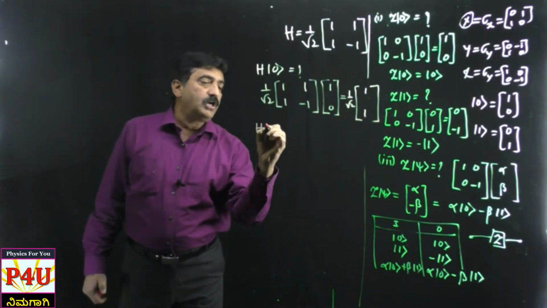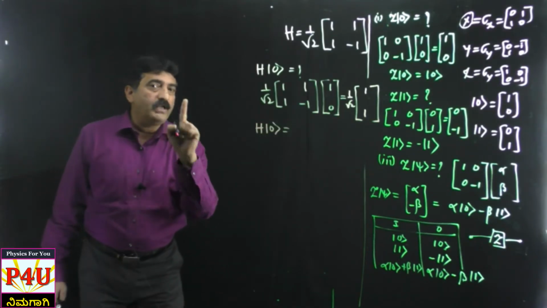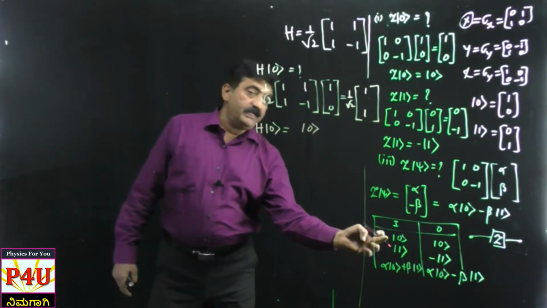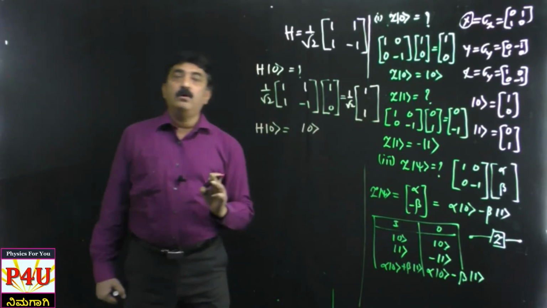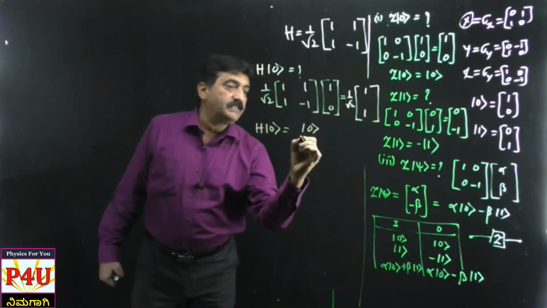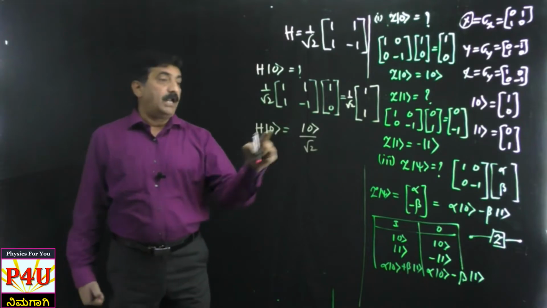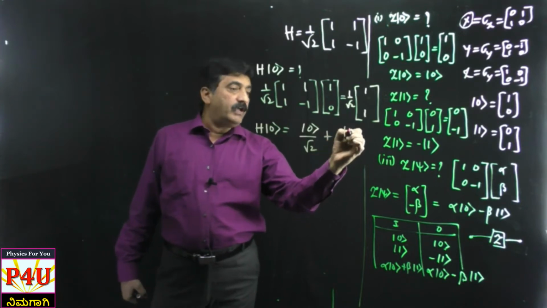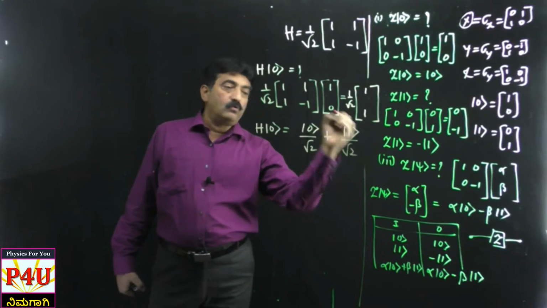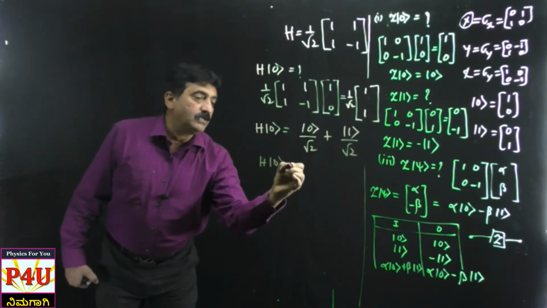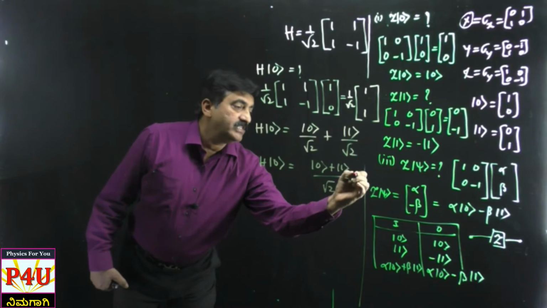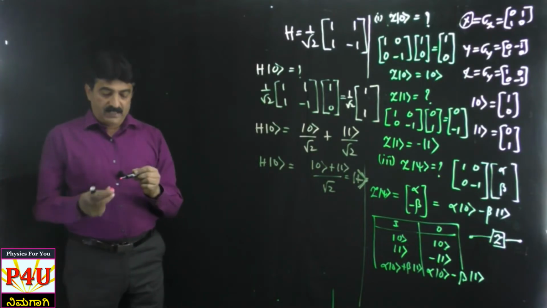That means when H operates on ket 0, you will not get ket 0 alone, like it happened in case of Z. When Z operated on 0, you got 0 alone. Here it is ket 0 divided by root 2. Alpha is 1 by root 2. It should be alpha ket 0 plus beta ket 1, and beta is also 1 by root 2. That means when H operates on ket 0, it generates ket 0 plus ket 1 divided by root 2. This is nothing but the ket plus state. I already mentioned this in one of my previous videos.